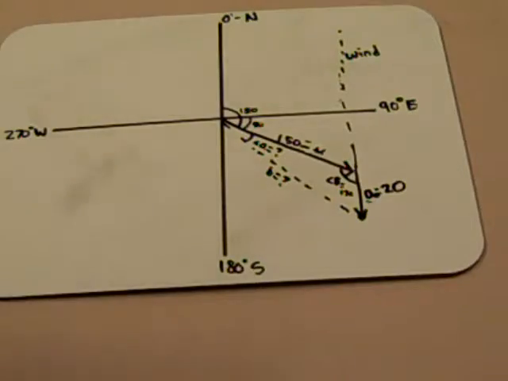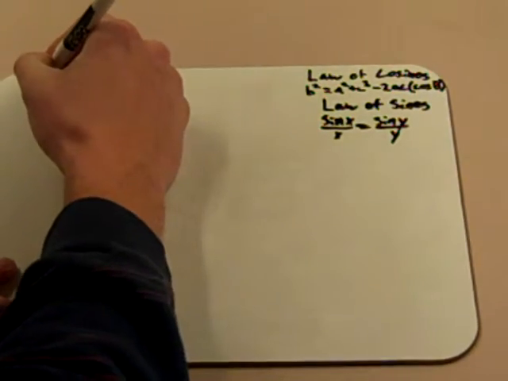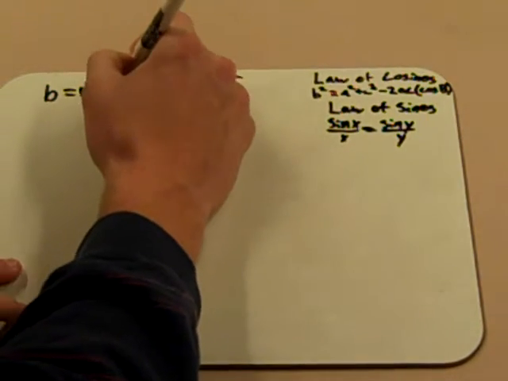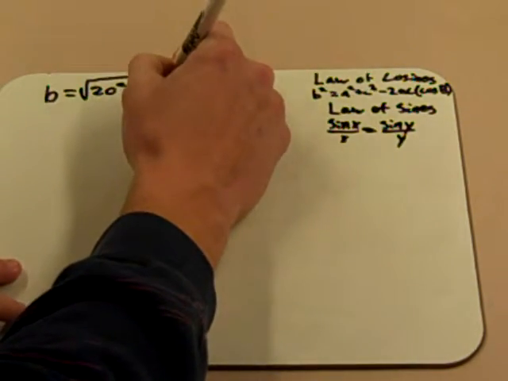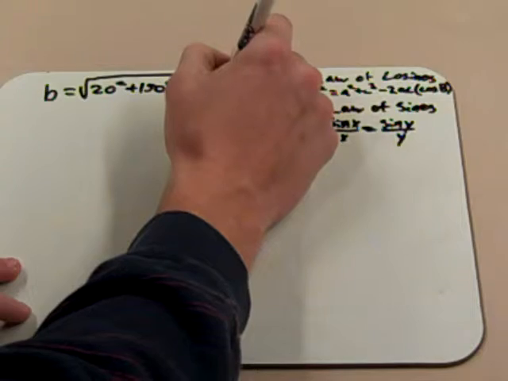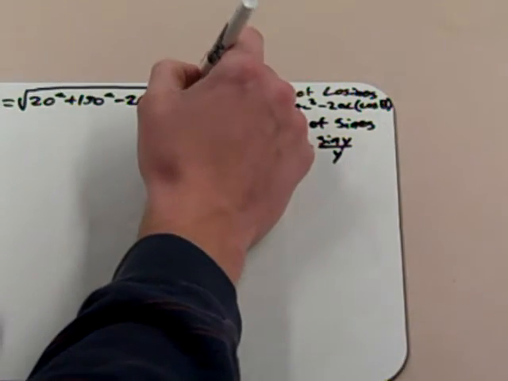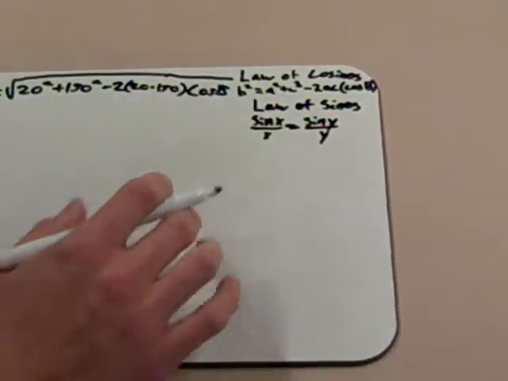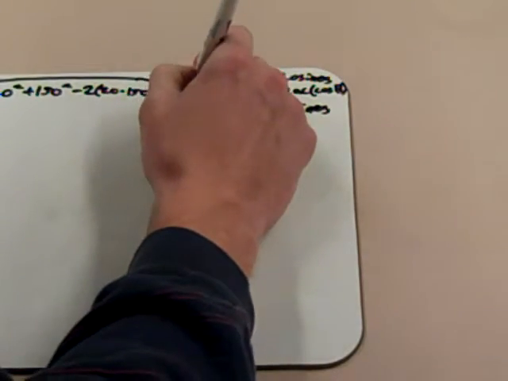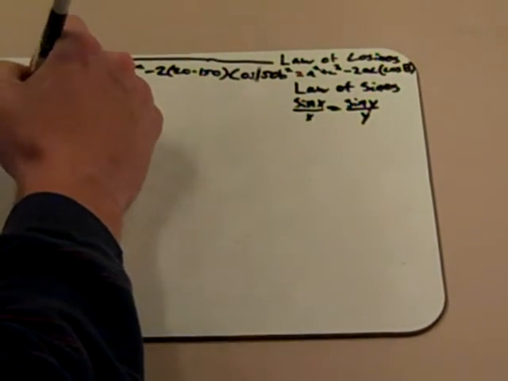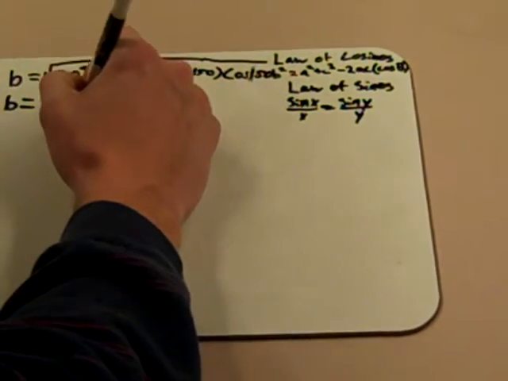So using this equation, we get that B equals the square root of 20 squared plus 150 squared minus 2 times 20 times 150 times the cosine of B. Cosine of 150, sorry. Solving this, we get that B, our course, has a speed of 153 miles per hour.